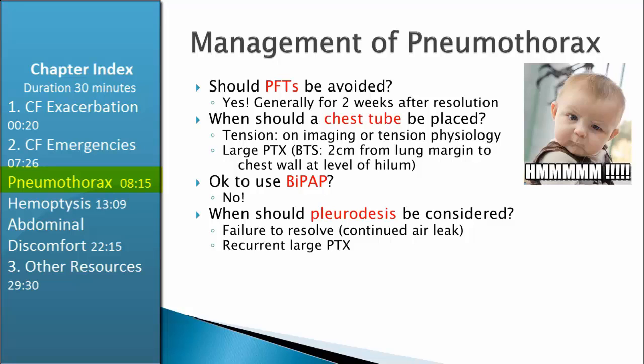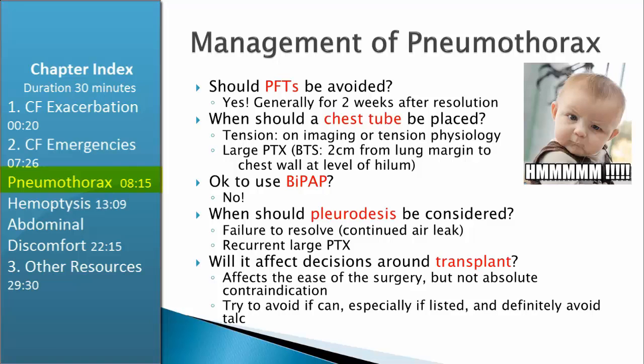you might consider pleurodesis. Will pleurodesis affect decisions around lung transplant? Because many of these patients are often older and sicker, they might have poor lung function, and in addition, some patients go to transplant simply because they have such recurrent pneumothoraces that they're debilitating. This again is always changing and often debated, but in general, it's not an absolute contraindication, but it does affect the ease of the surgery because it results in scar tissue, and so it's difficult to get the lungs out of the chest during the transplant.